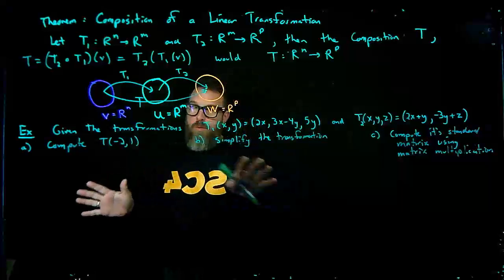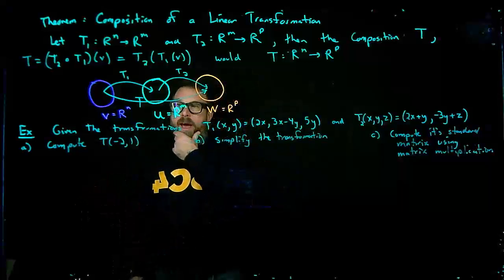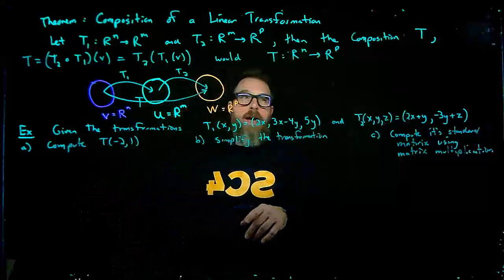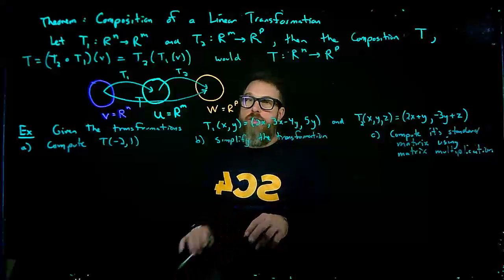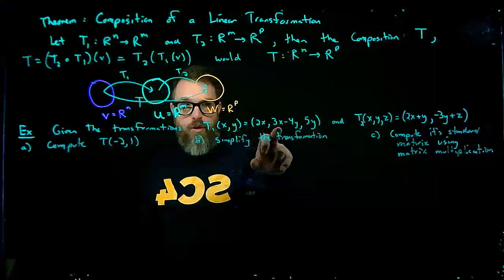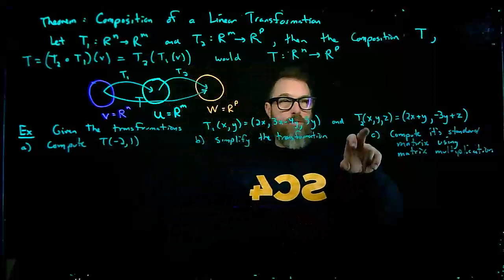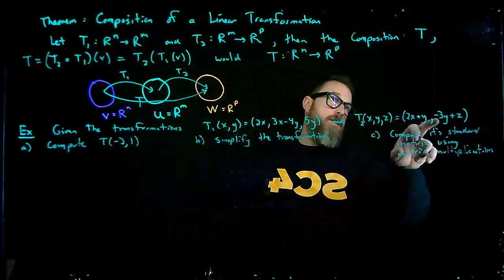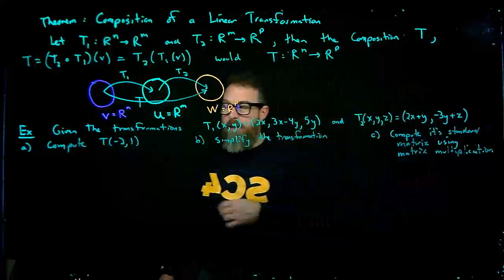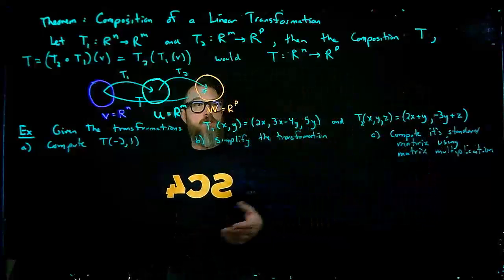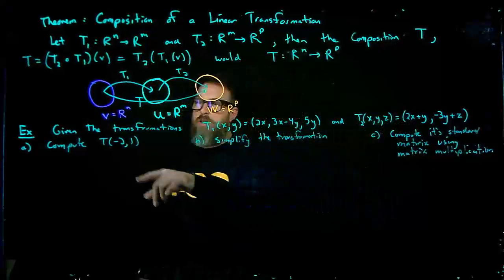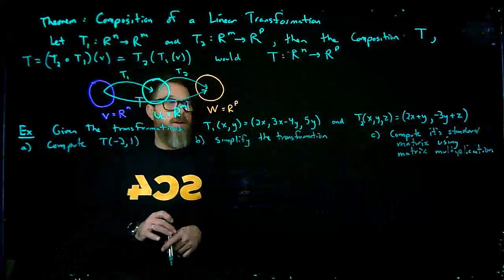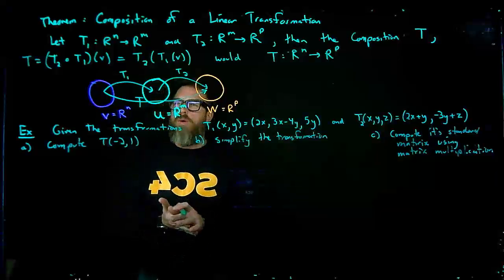Okay, so let's see what we have here. What I have is two transformations. I have T1, which takes R2 to R3, and then T2, which takes R3 and actually takes it back to R2 again. So we're going to see that the composition transformation is going to start at R2 and it's going to end at R2. And what I want to do is compute T of minus 2, 1, basically knowing what I would have to do.